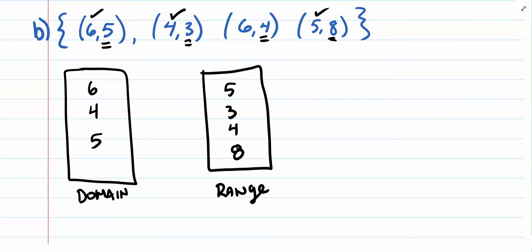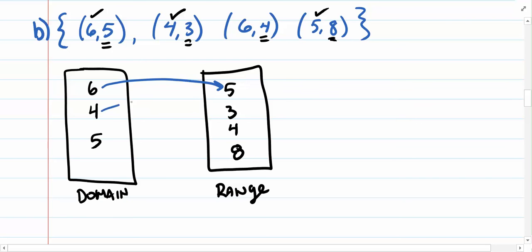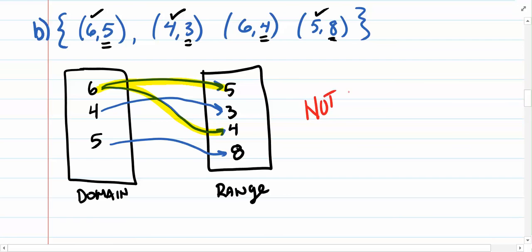And now we'll draw a mapping. In this first relation, 6 gets mapped to 5. In this one, 4 gets mapped to 3. In my next one, 6 gets mapped to 4. That's going to be a problem for us. And then our last one, 5 gets mapped to 8. Okay, hopefully you see why this is a problem. 6 is being mapped to two different locations at once. It's going to 5 and to 4. That means that this relation is not a function, because every element in my domain needs to be paired with exactly one element in my range.